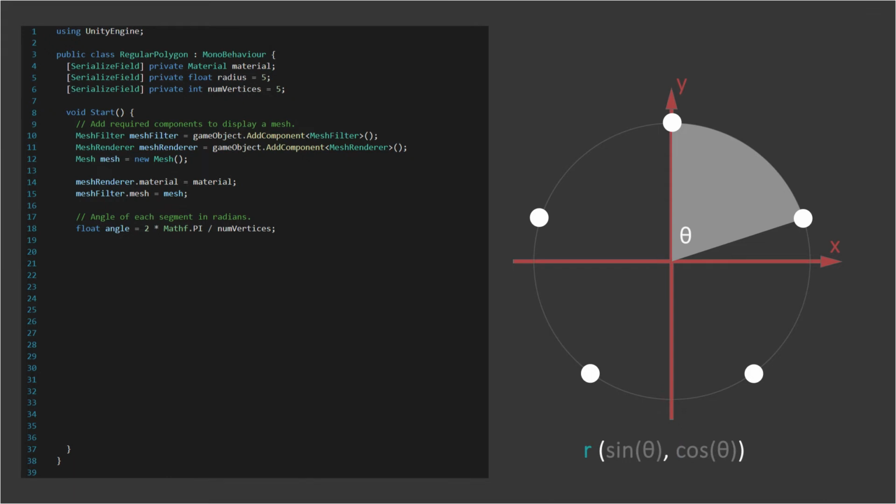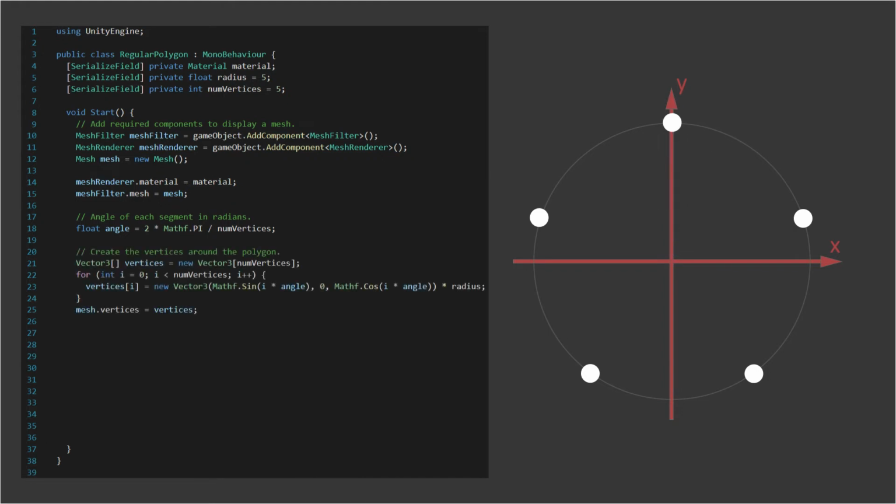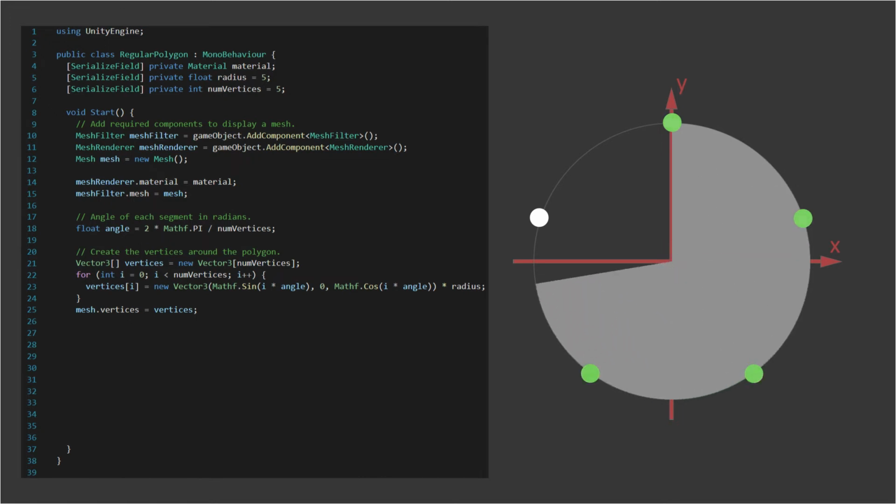So as you can see in the code here, we've created an array of vertices and we're iterating through the points by incrementing the angle each time. We're creating the points in the xz plane. You can of course do them in a different plane if that makes more sense for your project.